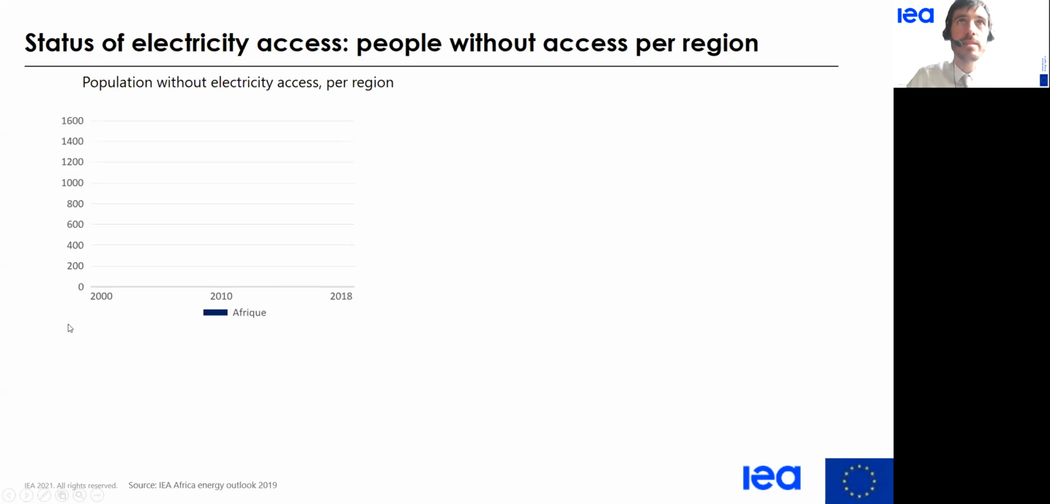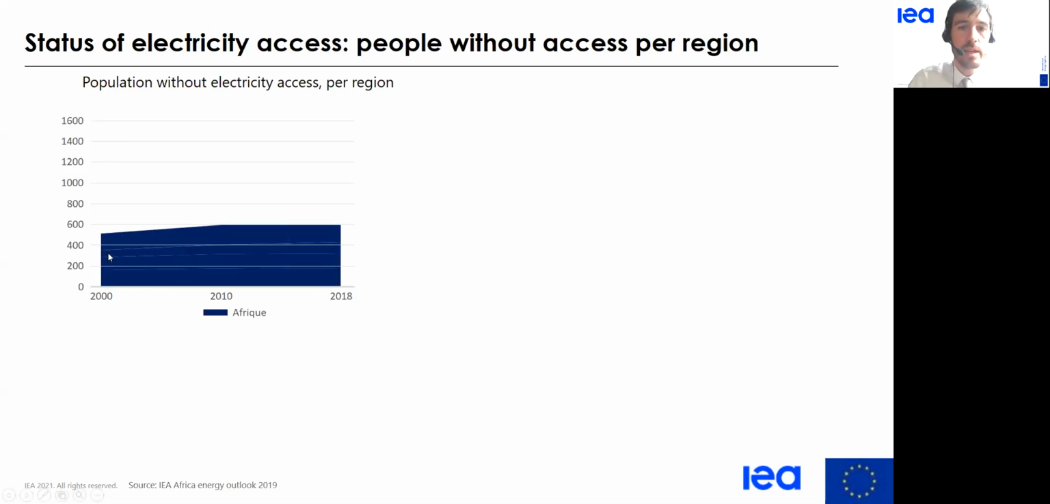Okay, now let's look at our numbers on population without electricity access per region, relating to the question you answered in Menti. This is the African number of population without electricity. You can see that from the beginning of the century to the year 2010, it was rising to a bit less than 600 million, and it has remained more or less stable since then.